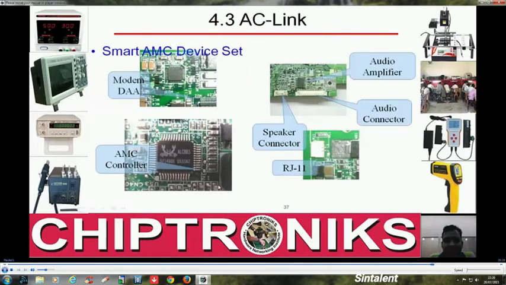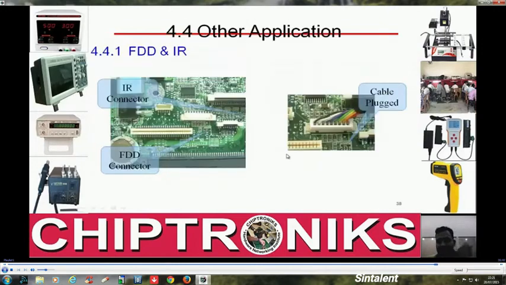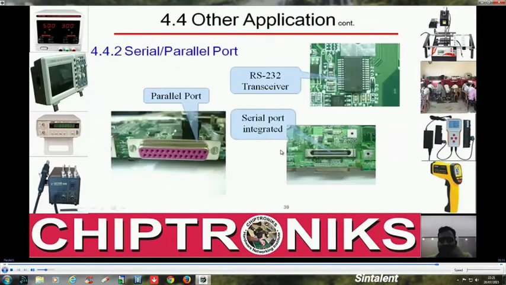We have modem. Modem is a kind of AC link device. This is another kind of AC link. AC link is a very deep terminology, and I'll go into details when we explain the problem of no sound or no Wi-Fi support. Then we'll understand what an AC link actually is. FDD and IR connector. The consumer IR, CIR devices are there.